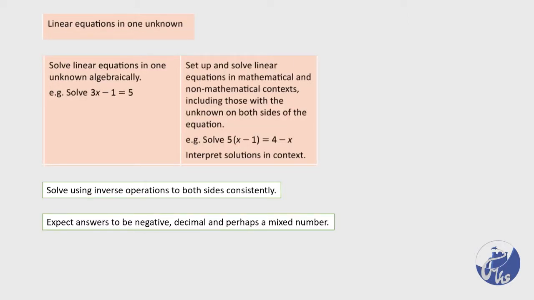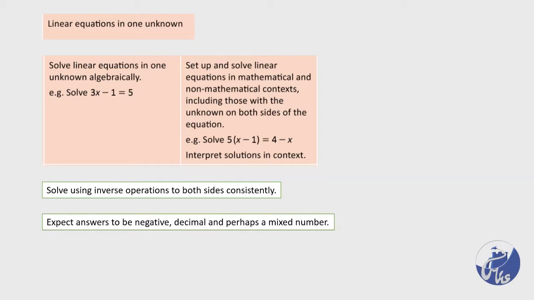Solving linear equations, you may have to set up and solve, so you may be given something in words and you've got to create the equation and then solve it, or there could be a shape problem. But there are two general types. The first one, which is easier, is where you only have to do a couple of inverses and your unknown will just be on one side. So in the example here, 3x minus 1 equals 5, you've just got the x on the left.